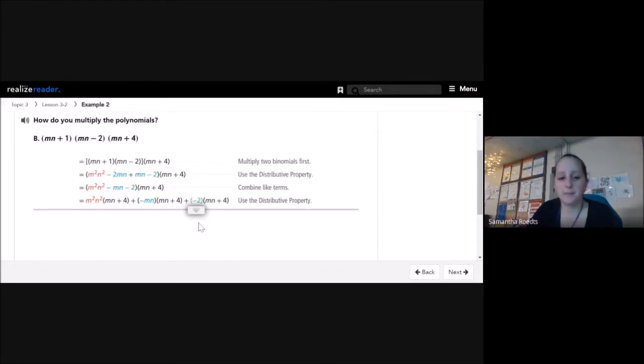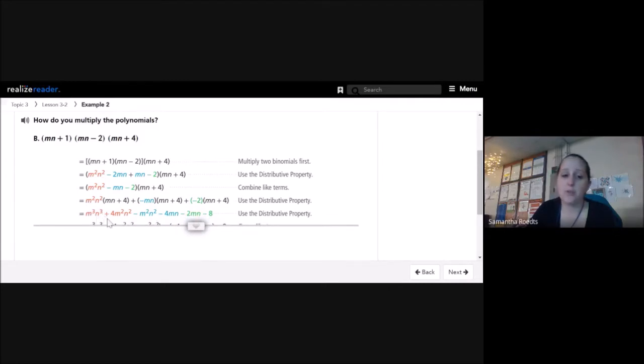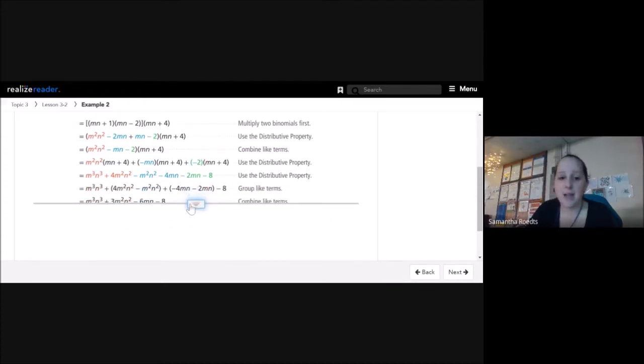Repeat the process. When I do that, I get m cubed n cubed plus 4m squared n squared minus 4, minus m squared n squared, minus 4mn, minus 2mn, minus 8. Then I combine my like terms and I get m cubed n cubed plus 3m squared n squared minus 6mn minus 8.